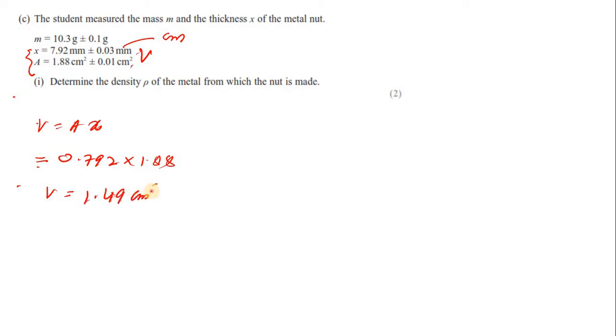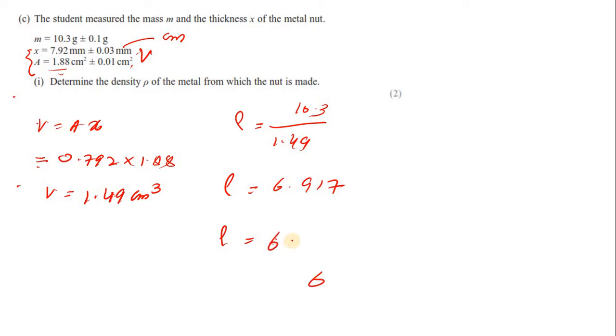So the density would be equal to mass over volume, and mass is 10.3 divided by the volume 1.49. Density is equal to 6.917. Round it off to 3 significant figures. Yeah, 3 SF here, everything. So 6.92 gram per centimeter cube. This is the density.